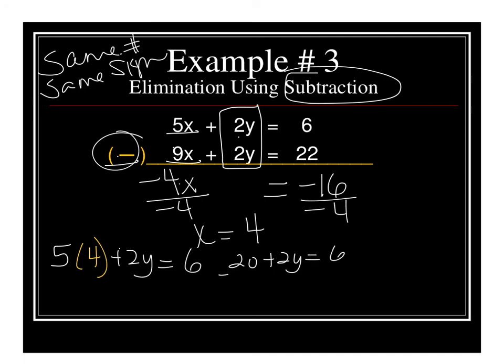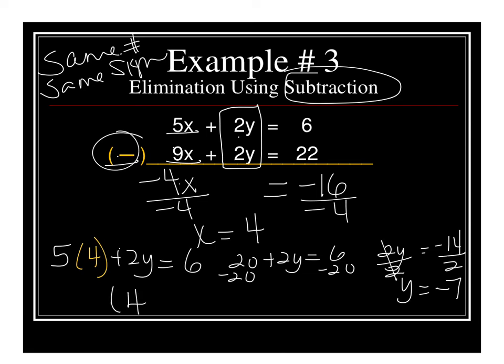Two-step equation. Move my 20 to the opposite side, or subtract it from each side, and I get 2y is equal to -14. And multiplication, undo it with division. So my y is -7. So my answer to this problem is 4 is my x, -7 is my y. You're normally going to always see them as ordered pairs. All right, next example.